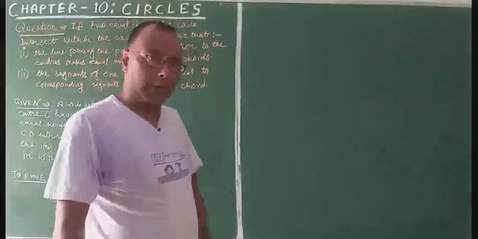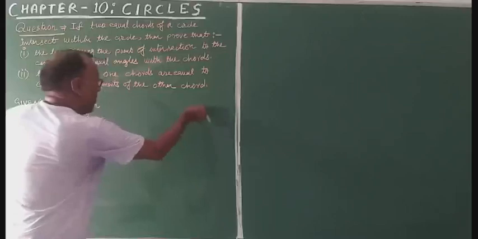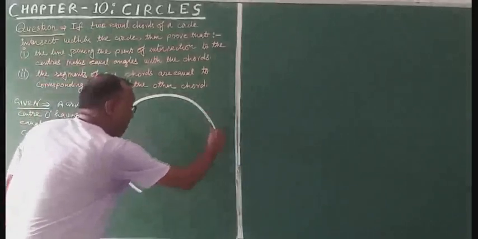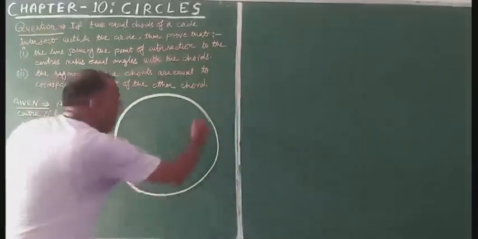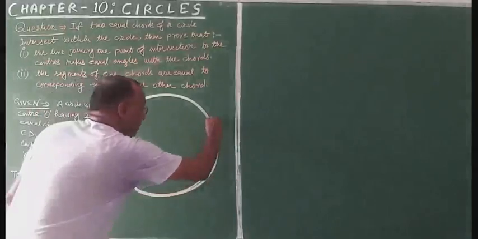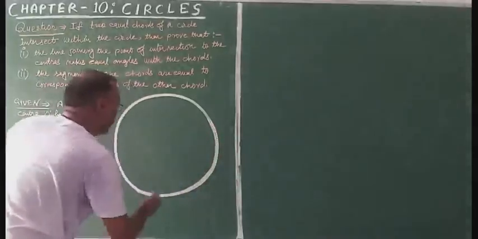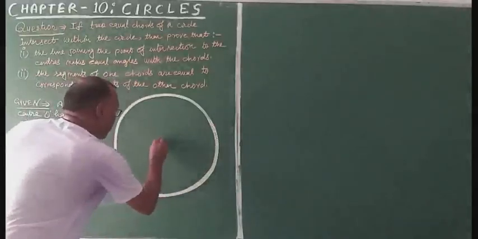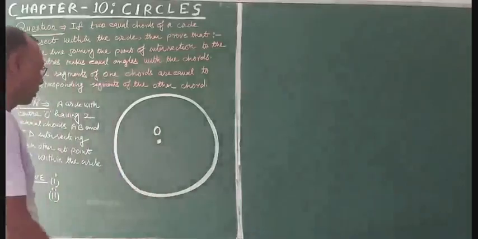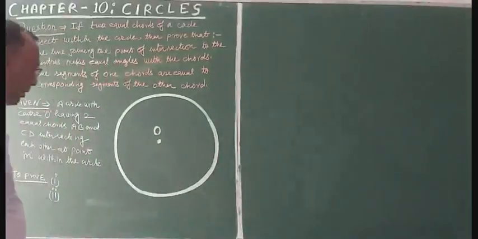Now, just look at the diagram. This is the given circle. We set the center O. It has two equal chords intersecting each other within the circle. Just look here.